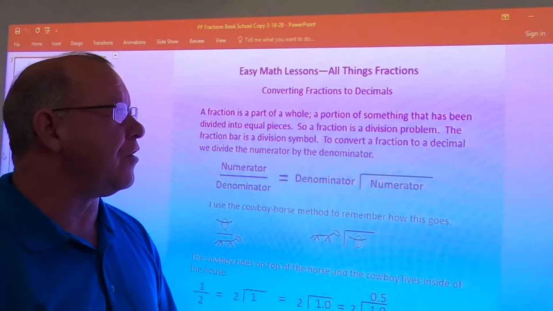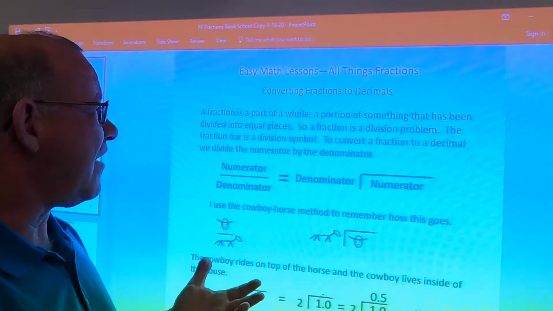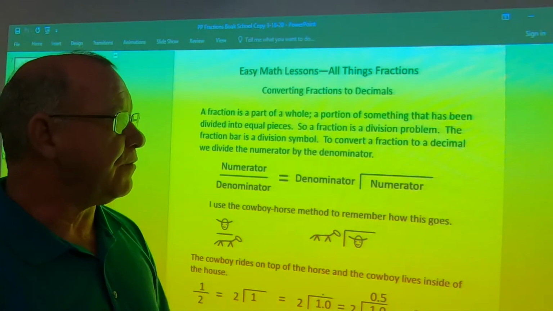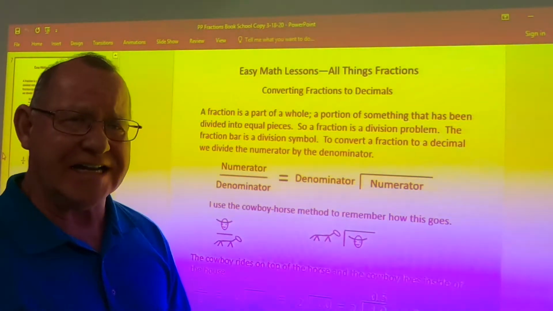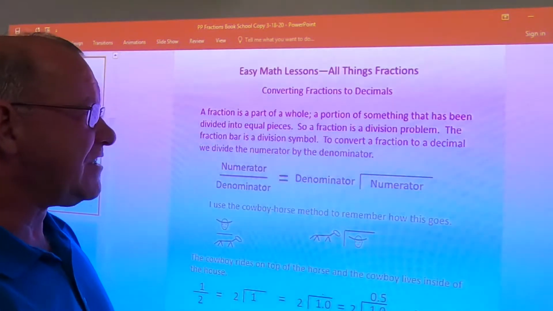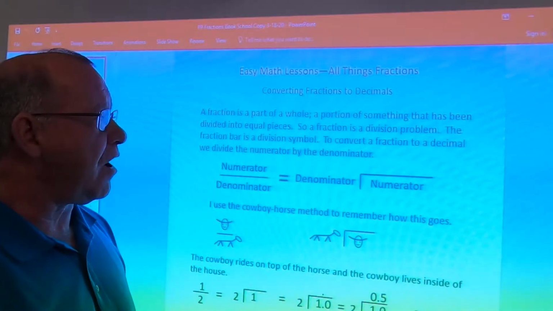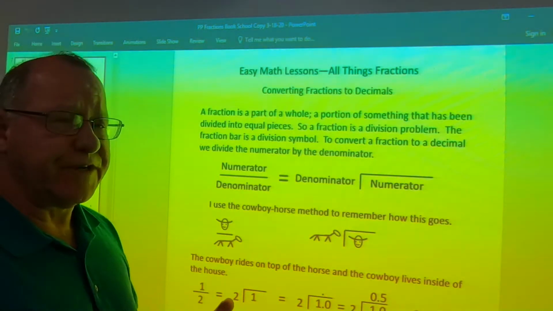Today we're going to talk about converting fractions to decimals. Now, a fraction is part of a whole. It's a portion of something that has to be divided into equal pieces. So a fraction is, in fact, a division problem. The fraction bar is a division symbol.